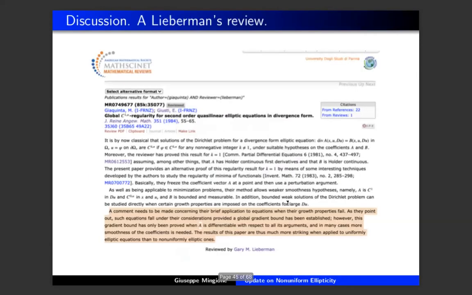Okay, let me show, for instance, how this problem was discussed. This is the original paper of Giaquinta and Giusti, and there's a comment by Gary Lieberman. Lieberman explicitly mentions that these results work in the uniformly elliptic case, but in the non-uniformly elliptic case they just don't work if you do not assume a priori that the gradient is bounded. But proving that the gradient is bounded is not always possible in non-uniform ellipticity. So the real point in non-uniform ellipticity, since the behavior of the ellipticity ratio is studied at infinity, is what happens when the gradient is large. And in fact, Lieberman says that either you consider a bounded gradient or the results do not apply. See? So this is one of the occurrences where this problem was raised.